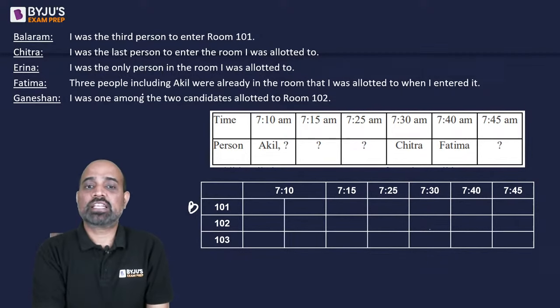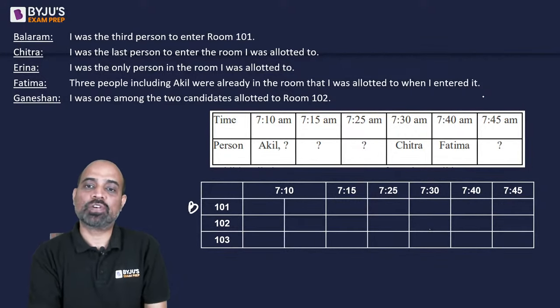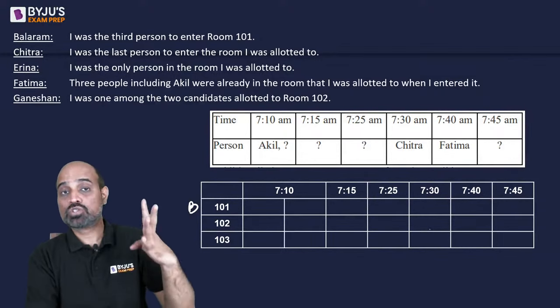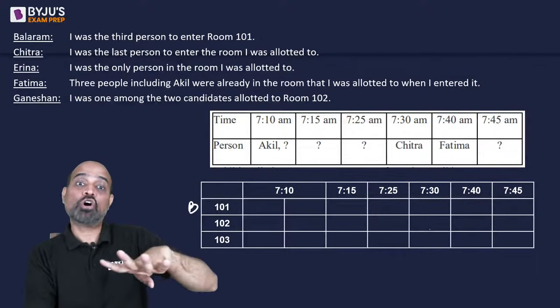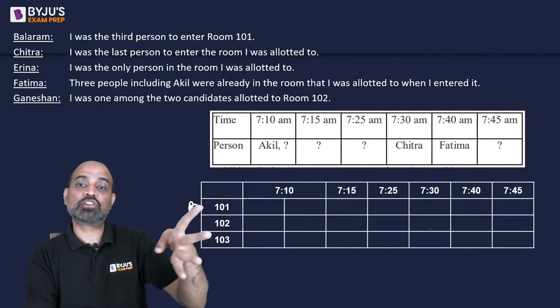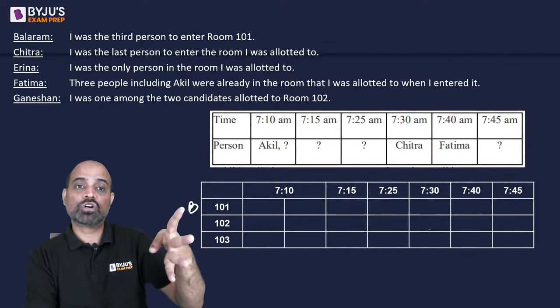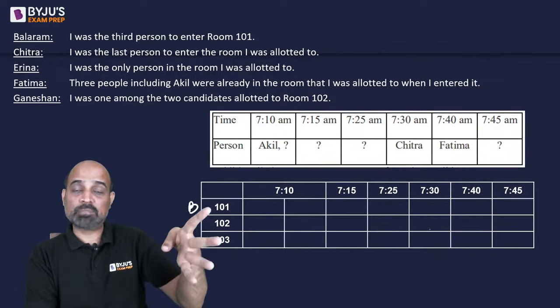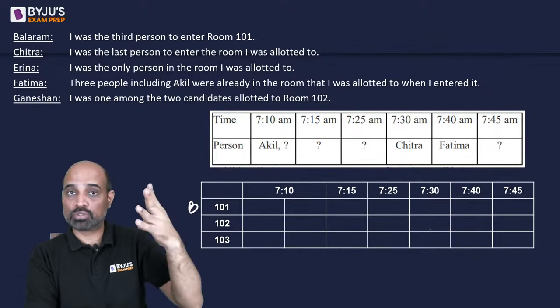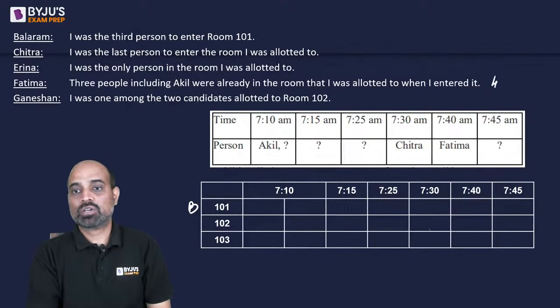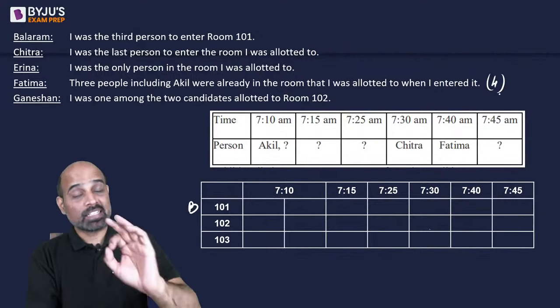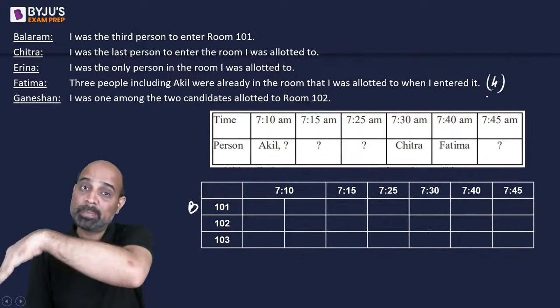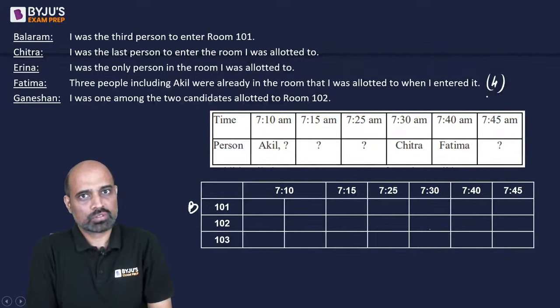F says 3 people including A were already in the room that I was allotted to when I entered it. So F says 3 people including A, and Fatima. So that's 4 people in that room at least, because after Fatima maybe a 5th guy enters. Who knows?